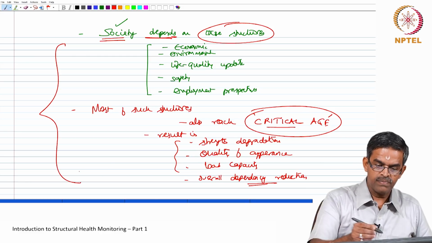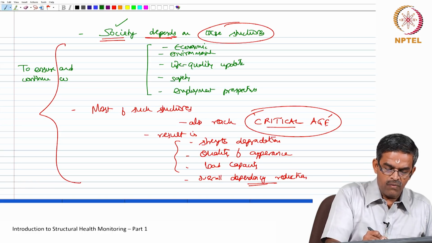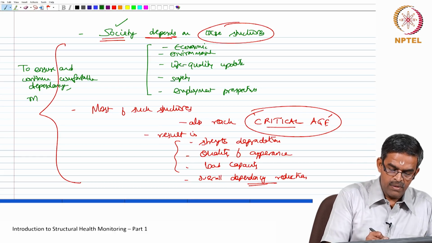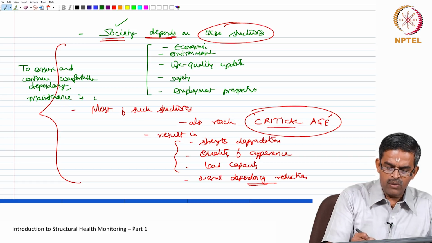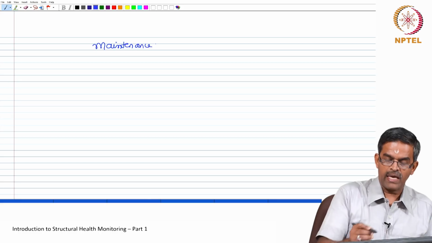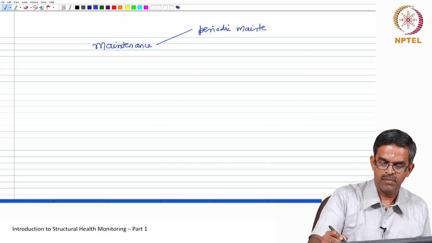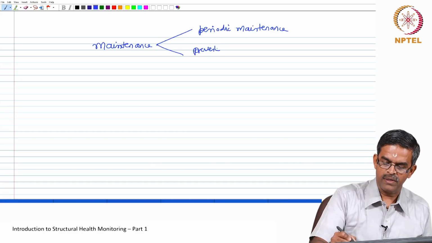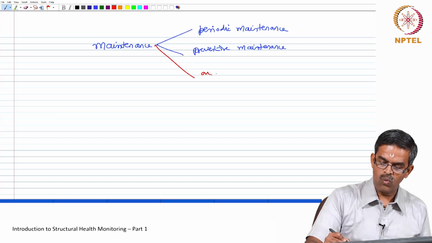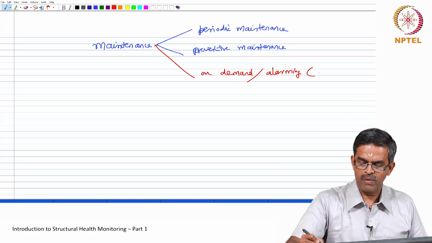Now, to ensure and continue a comfortable dependency of these structures, maintenance is important. The moment I say maintenance, there are two ways I can attempt to do maintenance. One, periodic maintenance, other is preventive maintenance. The third one is more alarming, maintenance only on demand or when the system becomes very alarming, what we call as critical maintenance.